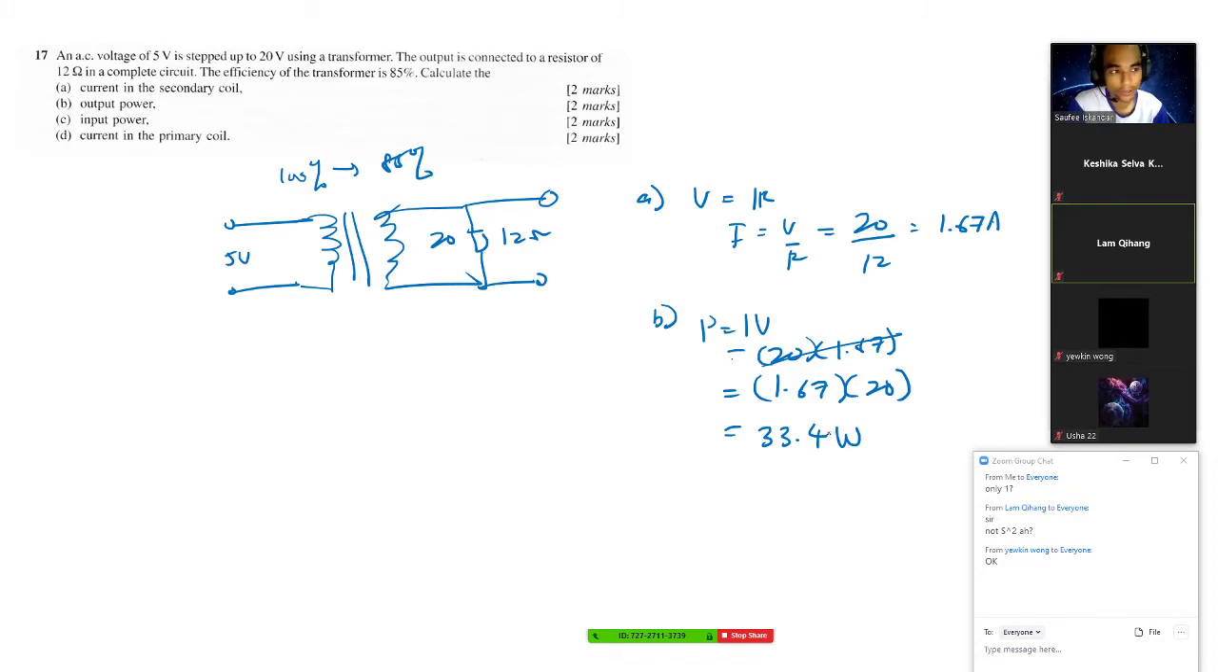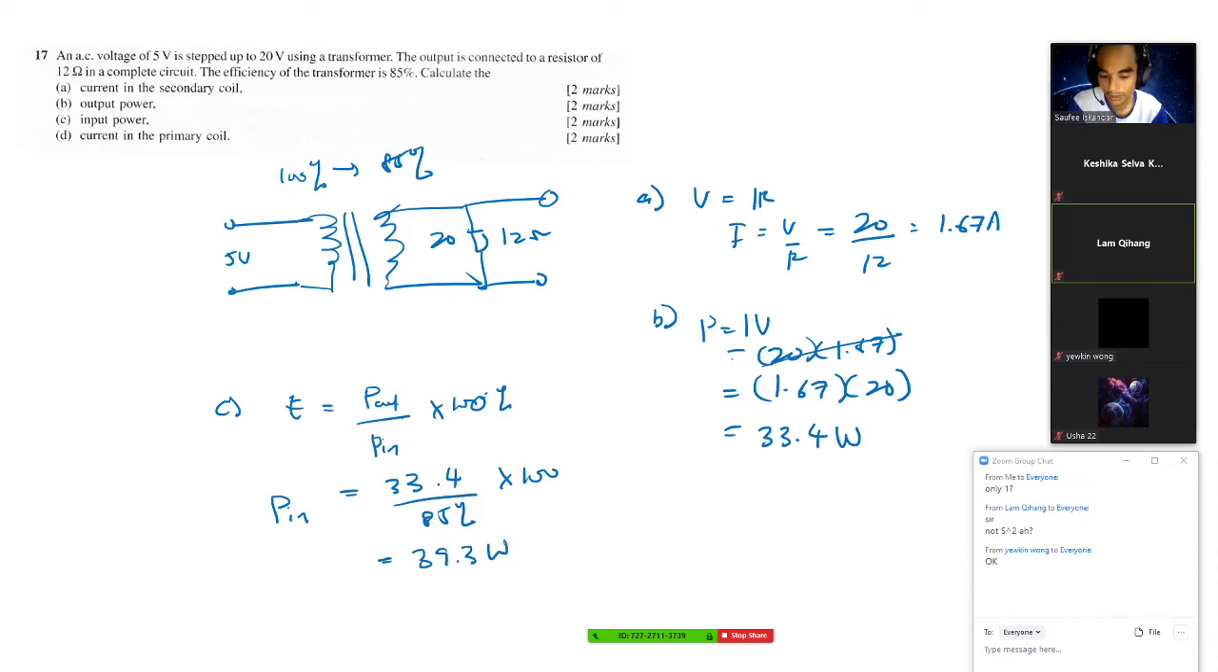Okay, so input power. Input power we don't have the numbers. We only have the 5 volts. Okay, so we can relate by the efficiency. So for C, efficiency will be equal to P output divided by P input times 100%. So P input, power input will be 33.4 divided by 85% times 100. Okay, so we have 39.3 watt as the power input.